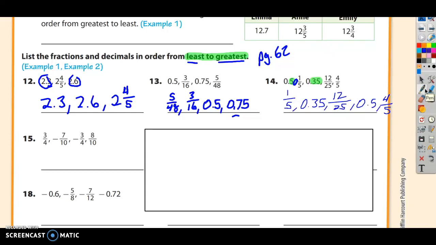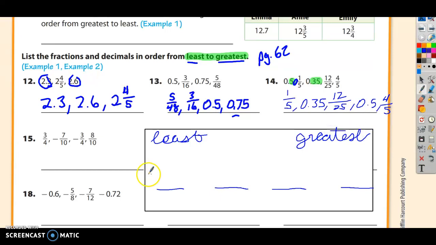So number 15 here, this will be the first one where we have some negatives and some positives. So the cool thing about this is that I'm going to go ahead and put 4 lines here. And I want to show you how the negatives actually can make this easier. Remember, we're looking for least to greatest. So the least is going to be the negative. So my 2 negatives end up over here, and my 2 positives end up over here. So that makes it kind of simple.